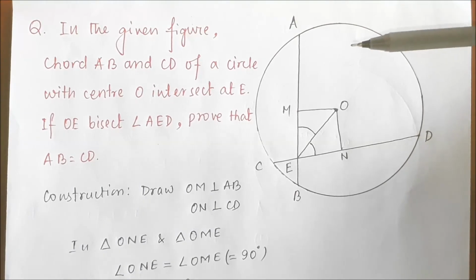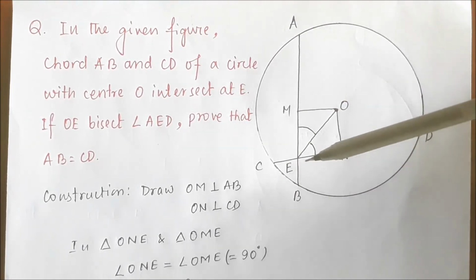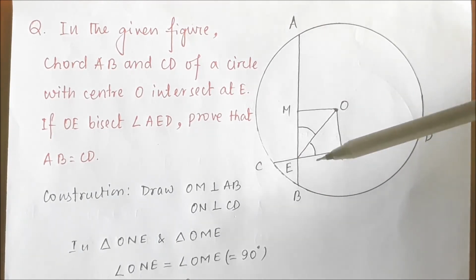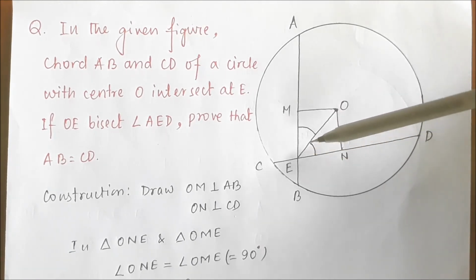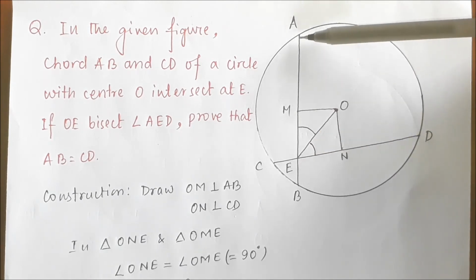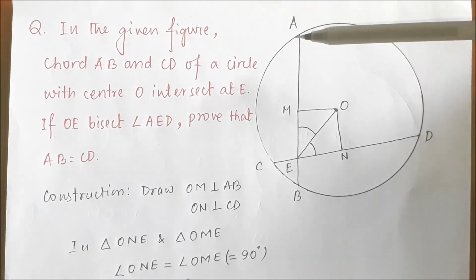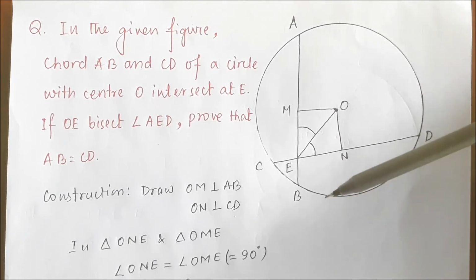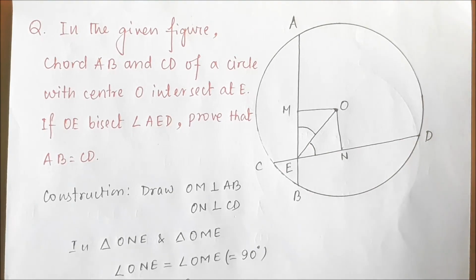Moving into the next problem, in the given figure, chords AB and CD of a circle with center O intersect at E. If OE bisects angle AED, that means angle AEO equals angle OED. So, we have to prove that AB equals CD. This is our problem. Two chords are given to you. One angle bisector is given to you. So, we need to prove that these two chords are equal.